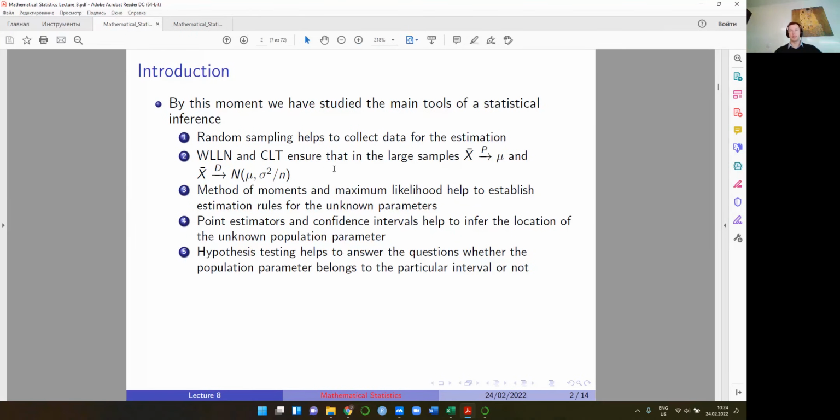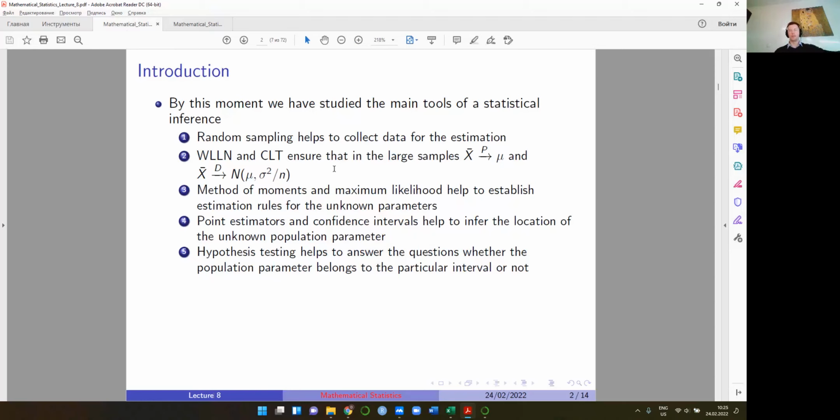toolbox of hypothesis testing, and it helps us to answer some questions whether the population parameter belongs to a particular interval or not. So we state a null hypothesis, we state an alternative hypothesis, we collect evidence in the form of a sample, and then if the evidence contradicts the null hypothesis, because the distribution of a sampling statistic states that this is highly unlikely, then we reject the null hypothesis, for example, or we cannot reject it because the sample does not contradict it. So all of this we had.